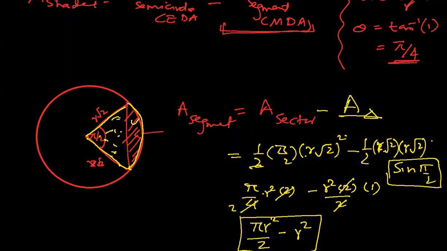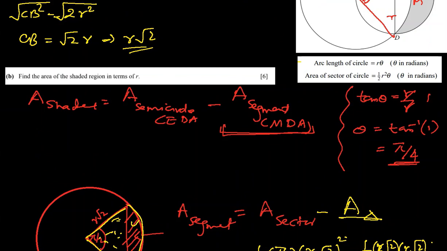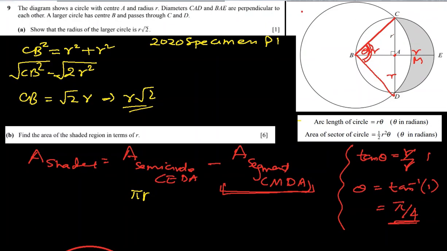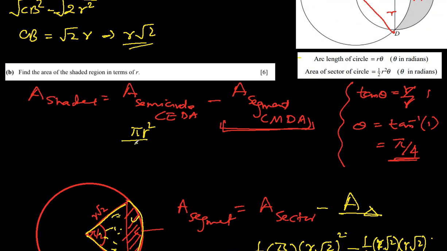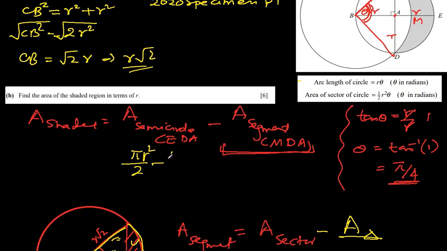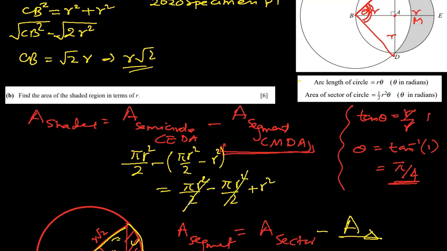Let's go back to our original one. Area of the semicircle. What is the area of the semicircle? The area of a circle is pi r square, correct? And we are talking about the smaller circle this time. Pi r square, yeah. And semicircle will divide by 2. Minus segment. Segment in terms of r, we just got it. Pi r square over 2 minus r square. So it will be what? Pi r square over 2 minus pi r square over 2 plus r square. And both cancel out. Answer is just r square.